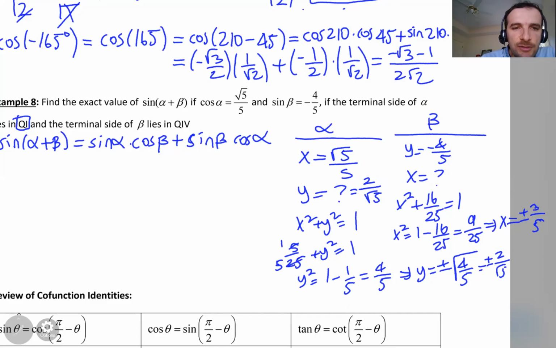And to decide which one is the correct one, we have to check the quadrant of that angle. And beta is in the fourth quadrant. And in the fourth quadrant, cosine is positive. So x is 3 over 5, okay?